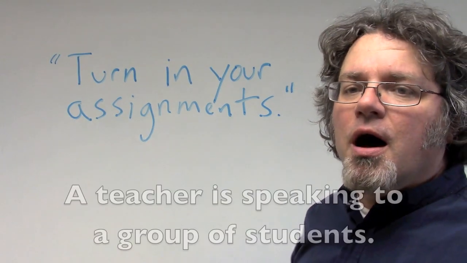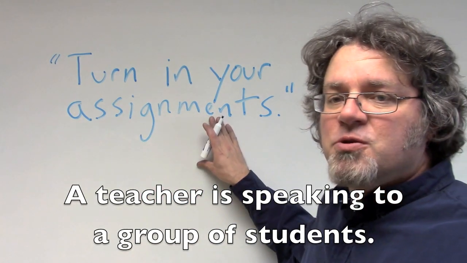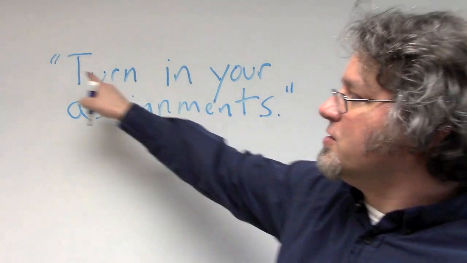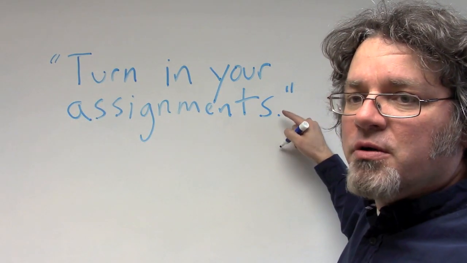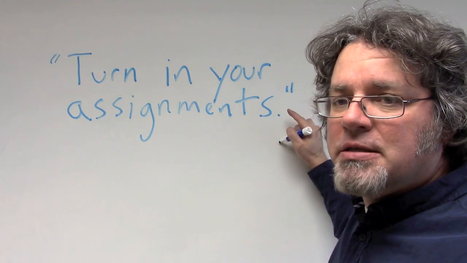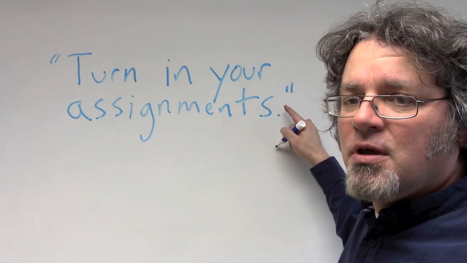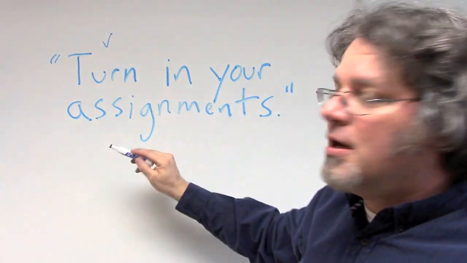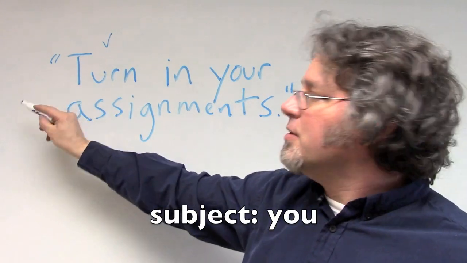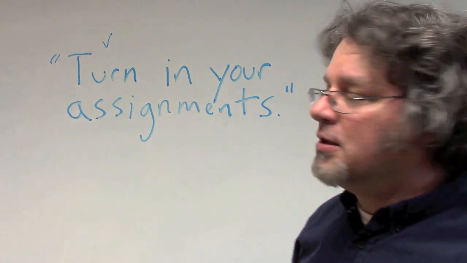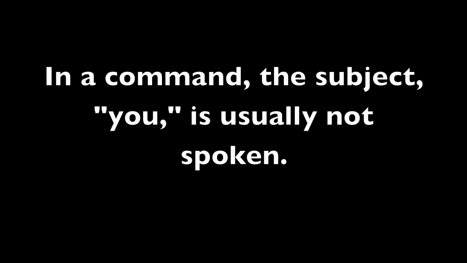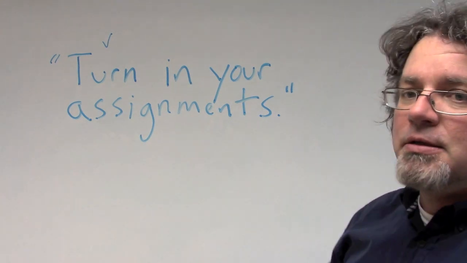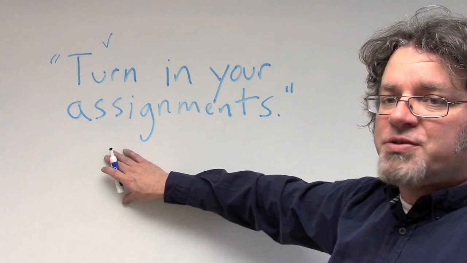In this example, a teacher is speaking to a group of students and says, "Turn in your assignments." This is the direct speech. These are the words spoken directly by the teacher. These are the exact words. Notice that the command begins with a verb, and the subject would be you, but that's not spoken because it's a command. Turn in your assignments. Now, to describe this, you have two possibilities.